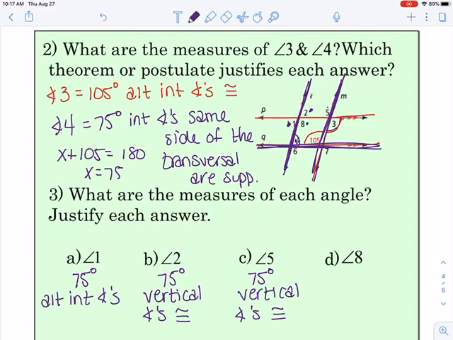And then for the measure of angle 8, so angle 8 is here. We have angle 2 already, so how about we do something a little bit different? Angle 2 and angle 8 form a straight line, so they have to be supplementary. They have to add to 180. So if angle 2 is 75, what plus 75 would equal 180? And that is going to be your 105 again. And that is because it's supplementary to angle 2.